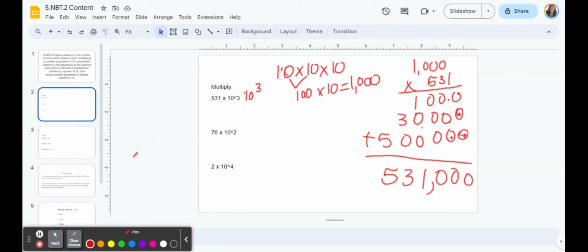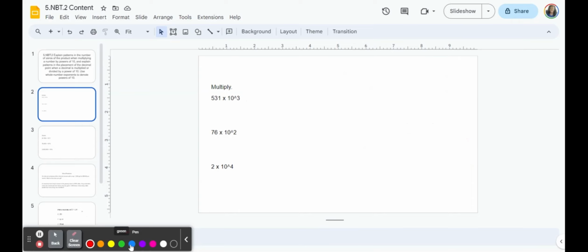Okay. All right, so now let's do another one. I'm going to clear the screen so that we have enough space because this can get messy. Now we got 10 squared or 10 to the second power. That's just initially 10 times 10. So 10 times 10 gives us 100. So now let's do 100 times 76.